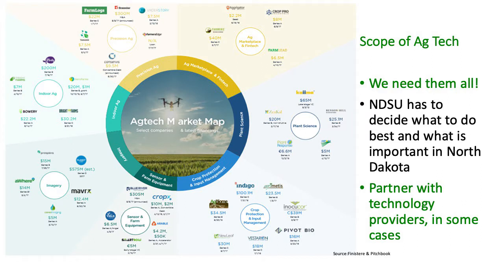I show this last slide because it gives an idea about the scope of ag technology. We used to talk about plants and feeding livestock, but now we've got imagery, plant science, crop protections, ag marketplace, sensors. All of these are the different types of ag technology today. We need them all.